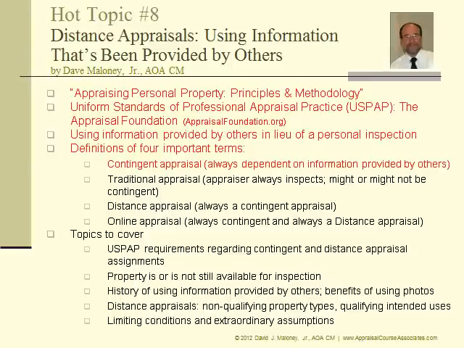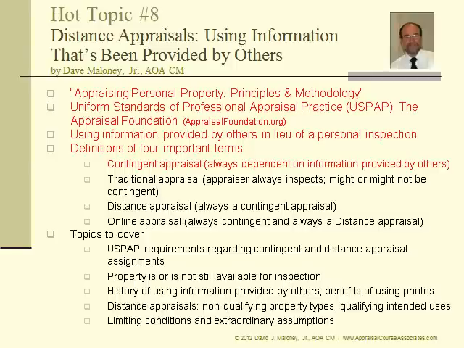An example would be an assignment in which a fine art appraiser inspects a painting and then retains the services of an expert to authenticate the painting. The accuracy of the appraiser's conclusions will be dependent on the validity of the authenticator's findings. Depending on the contingent appraisal assignment conditions, the appraiser may or may not personally inspect the subject property when doing a contingent appraisal.